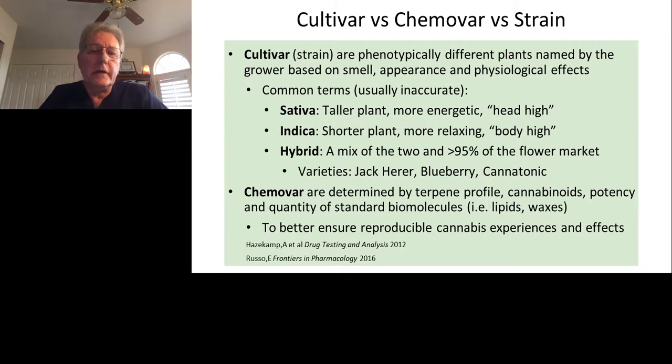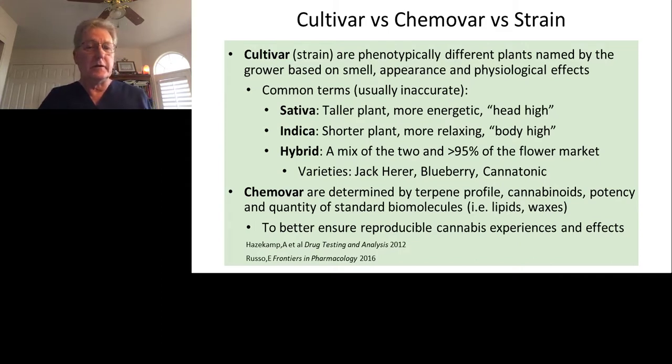Cultivar versus chemovar versus strain. Plants do not have strains, bacteria and fungi do. But strain is a common term that is talked about, especially in dispensaries. Cultivar, which is an equivalent and proper term to strain, is generally defined by the grower based on smell, appearance, and physiological effects. Now, common terms used are sativa, indica, and hybrid.